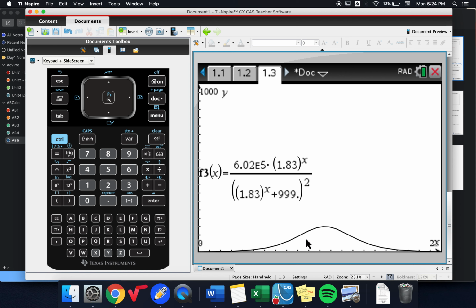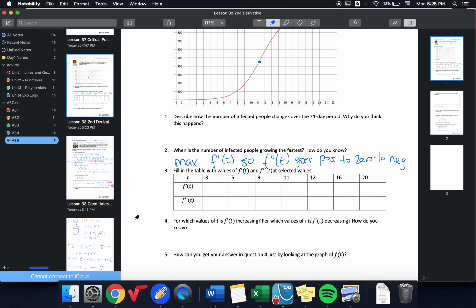But let's think about our slopes here. I have a positive slope, a 0 slope, and a negative slope. So my second derivative goes from positive to 0 to negative. So the values of f prime of t are increasing where the second derivative is positive. So f prime of t increases for f double prime of t being greater than 0.